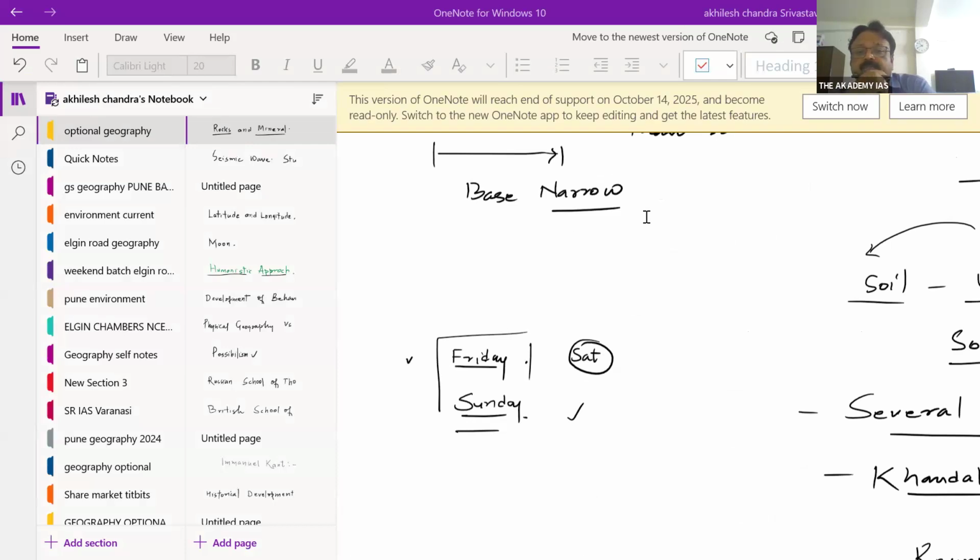अविनाश 10 to 15 मिनट आफ्टर 9, तो 9:15 से मिला जाए क्या कल? ठीक है, रख लेते हैं 9:15. वी विल स्टार्ट एट 9:15.